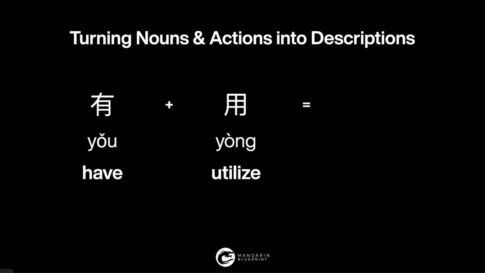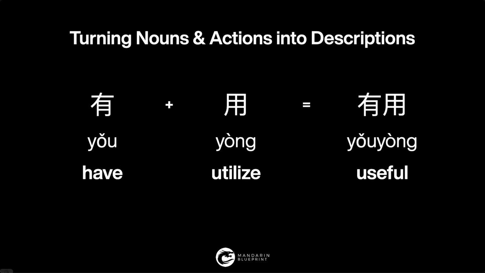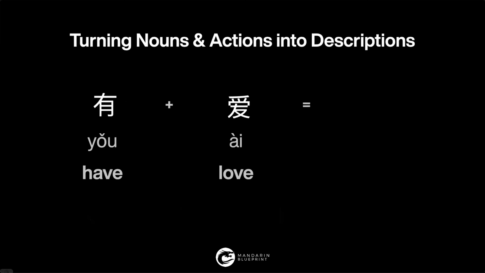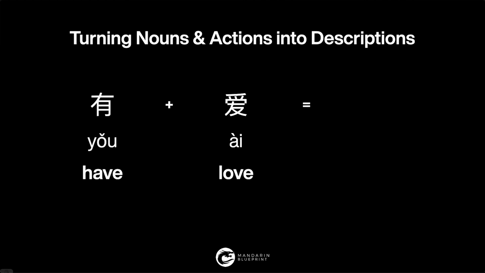I love this one, 有用. So 用, to use, to utilize, very useful word. That's a day-to-day word. 有, have, 有用, useful, 很有用, right? So again, you see 很有 and you might think, well, how does that work? This is how it works. And then we'll end with 有爱, love. You have love, well, loving.